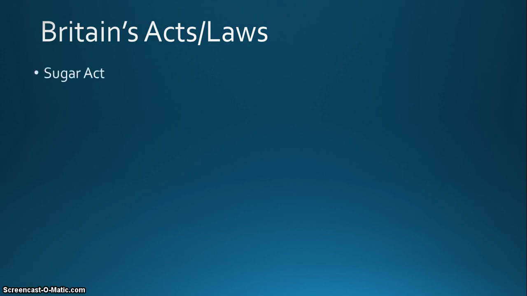The first of these is known as the Sugar Act, and it involved increasing duties on sugar that was being brought into the colonies at the time. The colonies were heavily reliant on sugar and other items that were coming in from other countries as a part of their trading. And the Sugar Act was passed in 1764.